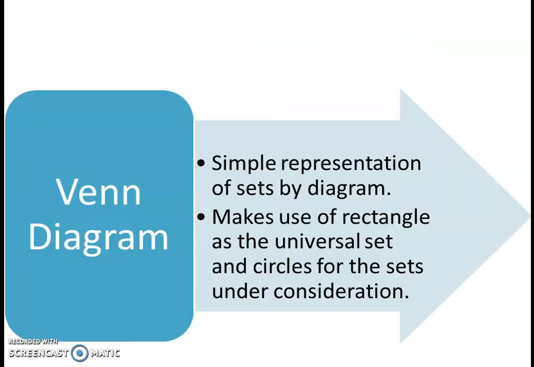In simple terms, Venn diagram is a representation of sets by diagram, and in Venn diagram, we make use of rectangle as the universal set and circle for the sets under consideration. Now let's see how to make a Venn diagram.